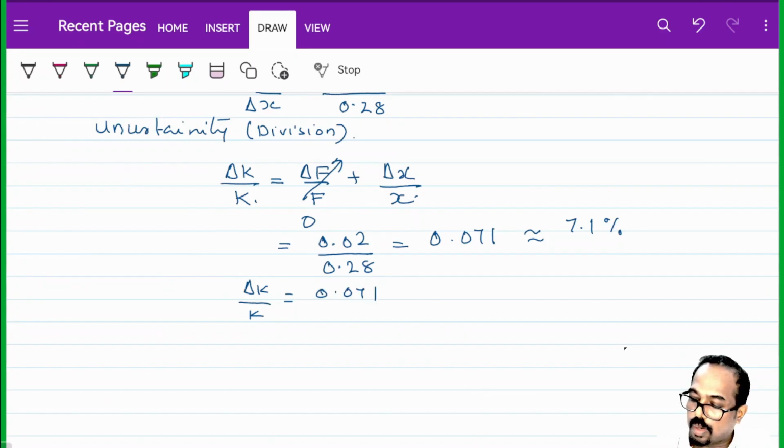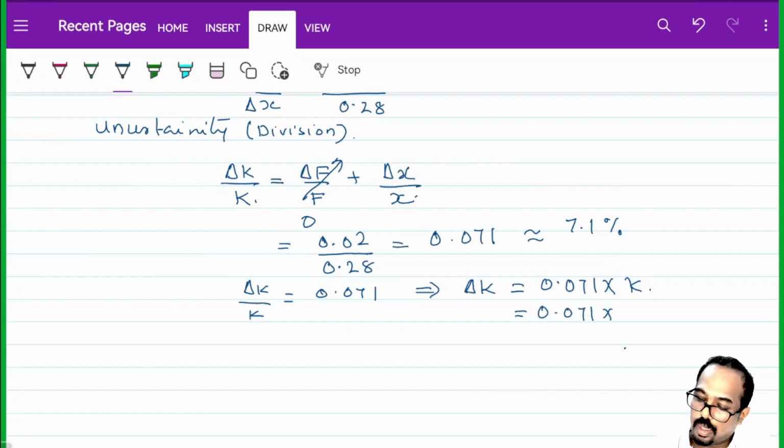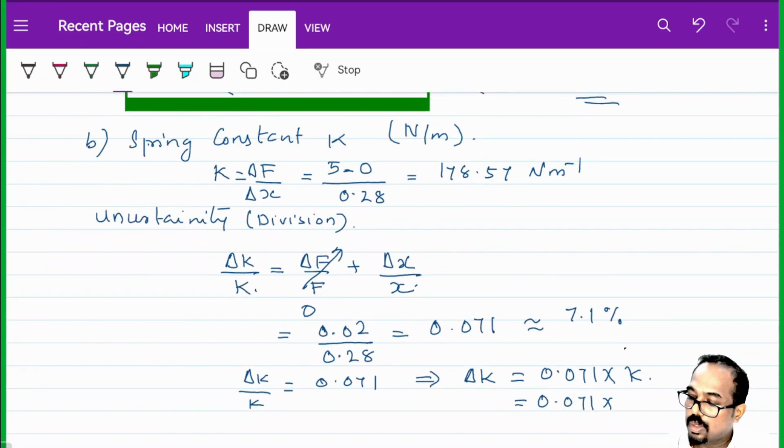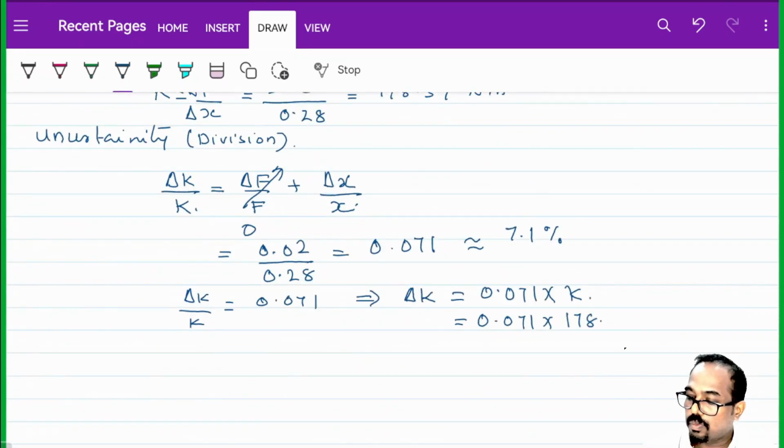So this is delta K upon K, which is equal to 0.071. So you can find out the absolute uncertainty in K, which is equal to 0.071 multiplied by K, the spring constant. K is 178.57. When you put this in your calculator, it will be 12.678. What is the unit? Newton per meter.